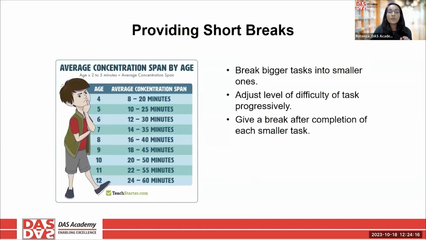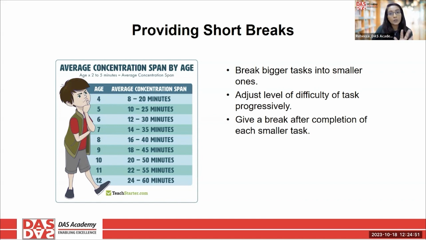Offer breaks. So this is very important. In order for a child to maintain their attention, they also need breaks in between because that's how much they can actually pay attention to. So this is a rough guide, all right, on how much time you can actually allocate for a task and when you should be providing breaks. So encourage short breaks during study or homework sessions because brief breaks can actually help maintain focus and prevent mental fatigue. So a normal attention span is about 3 to 5 minutes per year of a child's age.